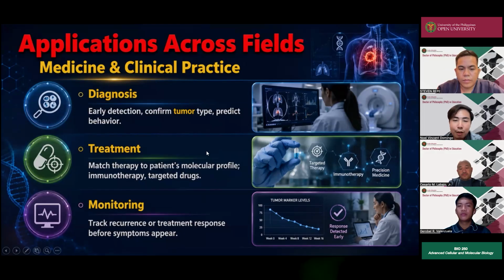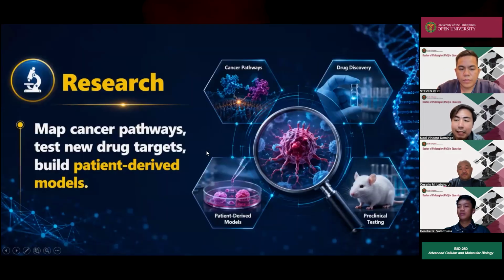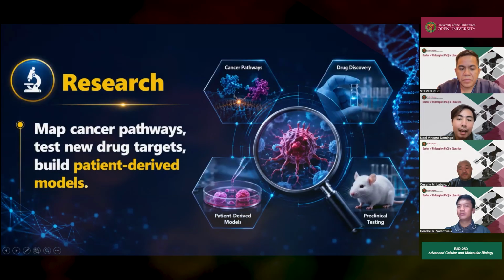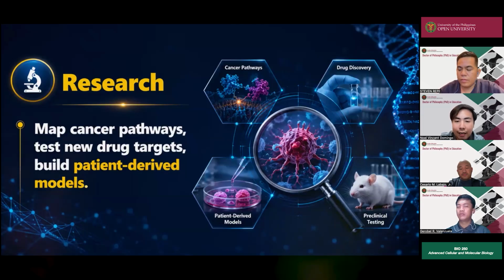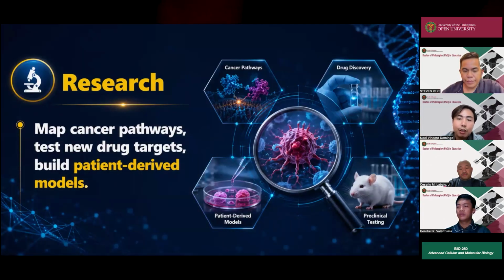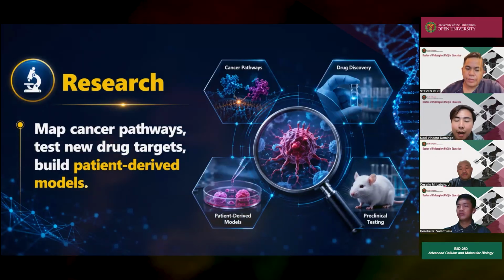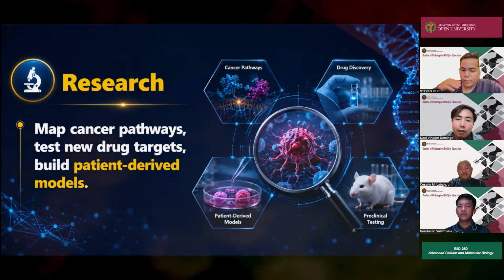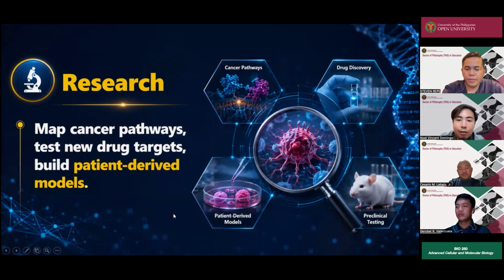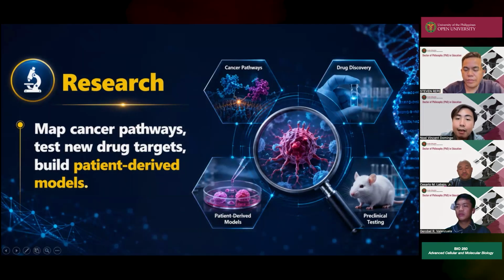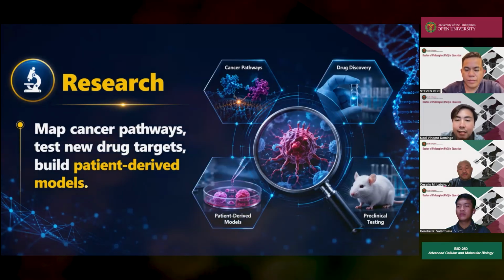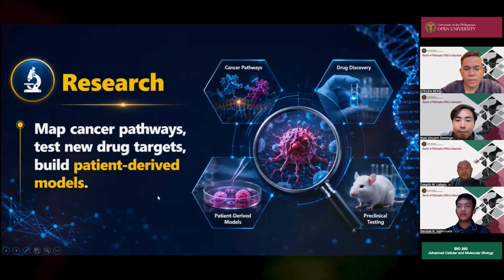So in research, molecular approaches help scientists map cancer pathways and test new drug targets. So they also allow researchers to build patient-derived models. So these models are useful because they make cancer research more realistic and closer to what happens in actual patients.